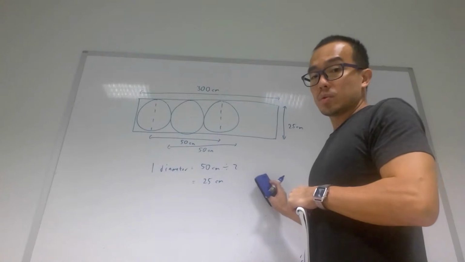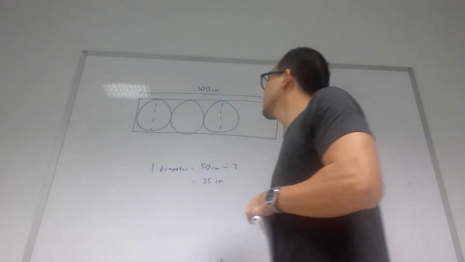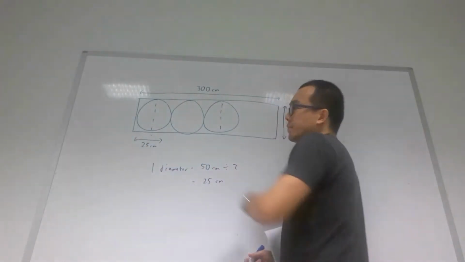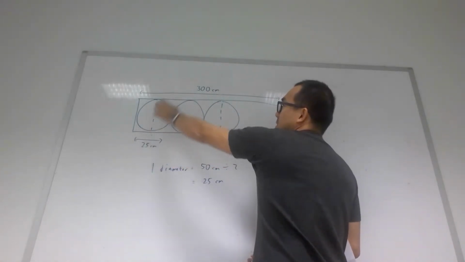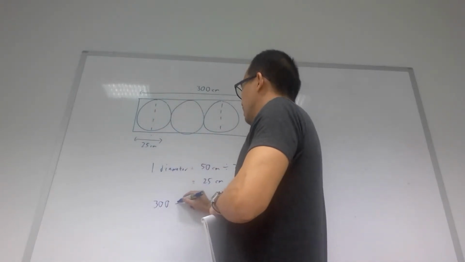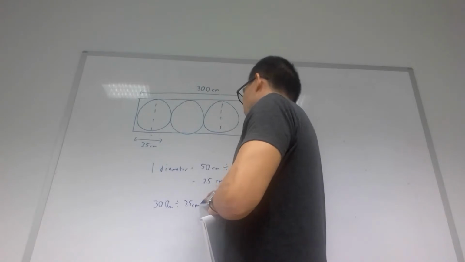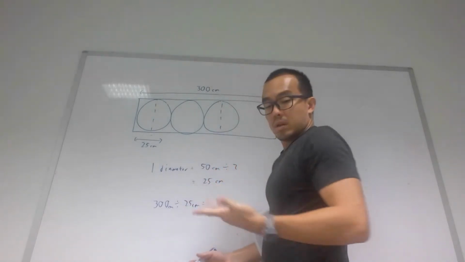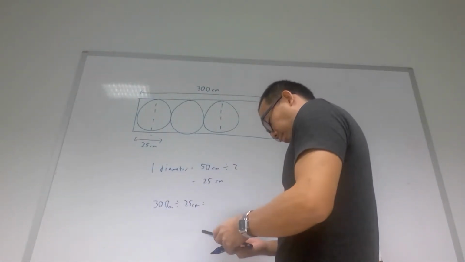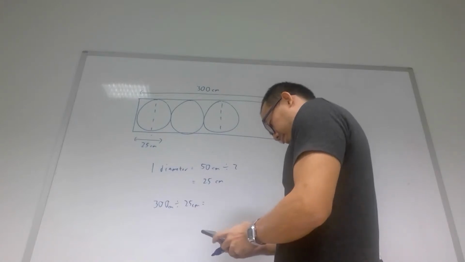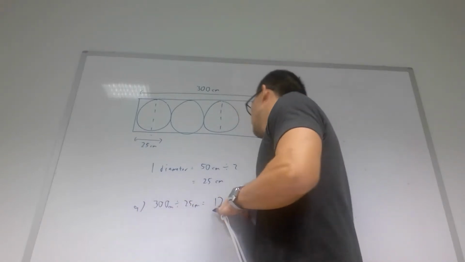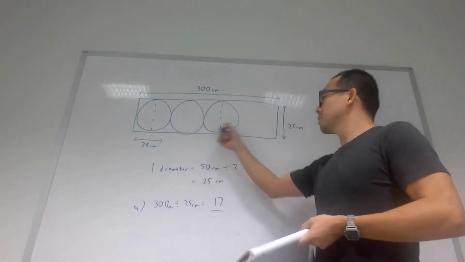So if one is 25 centimeters, how many pieces can I cut out? 300, 25. We just take 300 divided by 25. We are counting the length here. 300 cm divided by 25 cm equals 12. So the answer for A is 12. How many identical circles can I cut? 12.